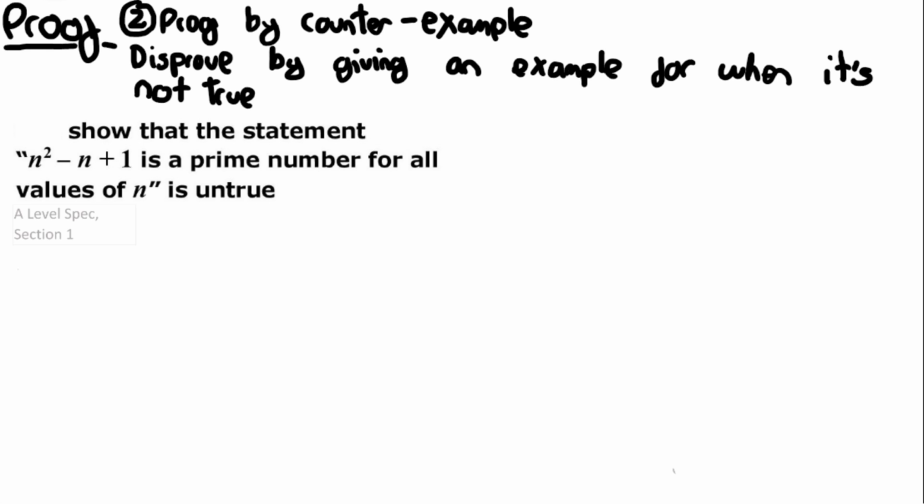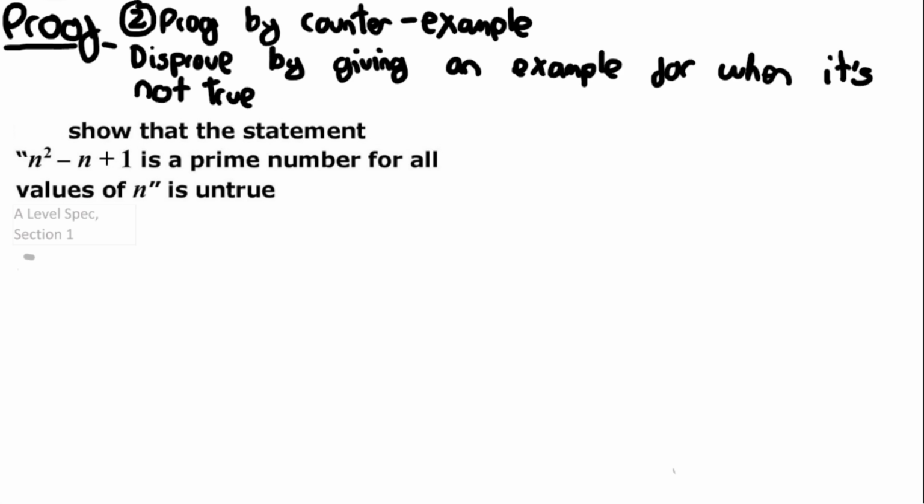So this is actually the example that is mentioned on the spec. I've just taken this example straight from the spec. This is the one they use for proof by counter example. And we need to show that the statement n squared minus n plus 1 is a prime number for all values of n is untrue. Now kind of the theme with proof by counter example questions is that some values will actually work when you sub it in, but all we just need to do is just find one value for which it won't. So all we just need to do is just sub in values into your calculator until you just find one value that disproves it.